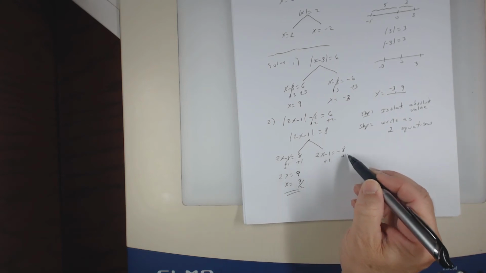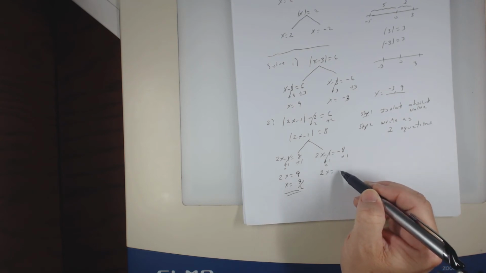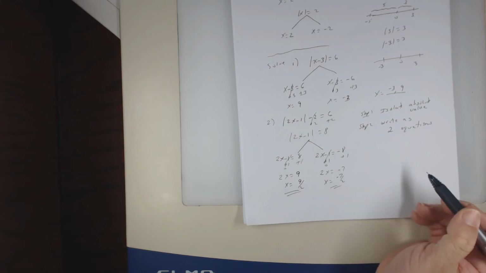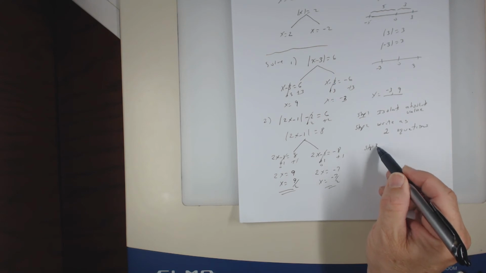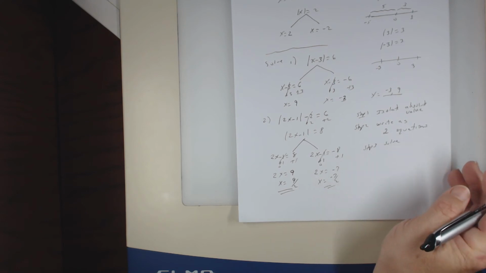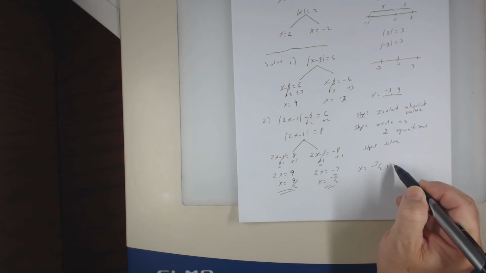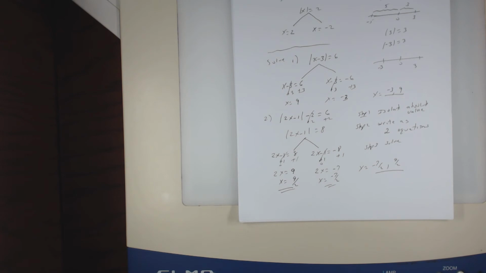Over here, add 1 to both sides, combine like terms. What does 2x equal? -7. So what does x equal? -7/2. Yeah, so those are your solutions. So step 3 would be to solve. All right, so you can say x equals -7/2, comma, 9/2. So that's what you put in the blank. -7/2, comma, 9/2. Okay?